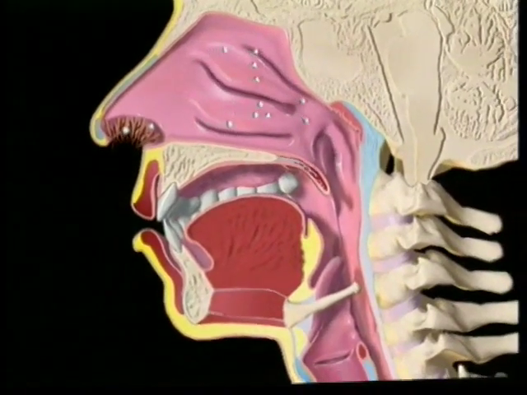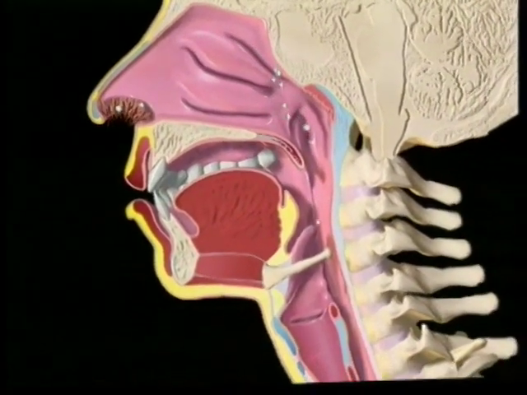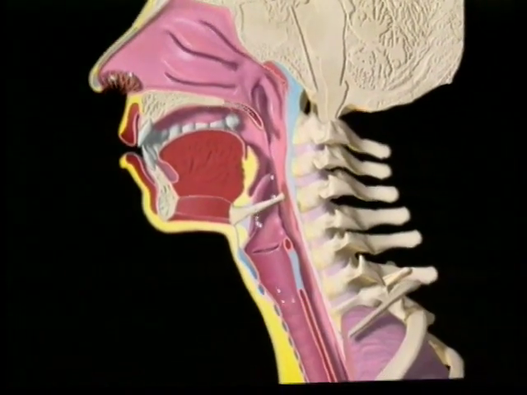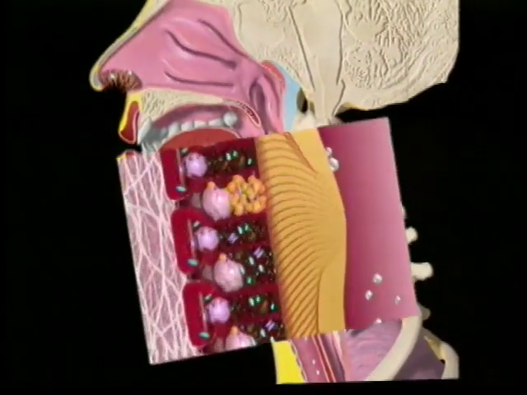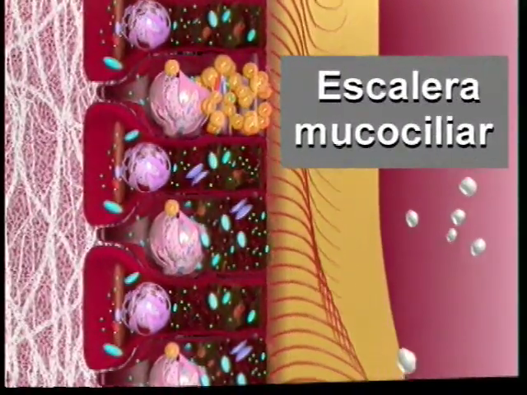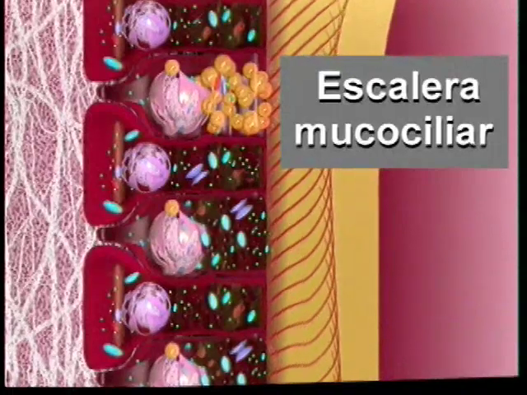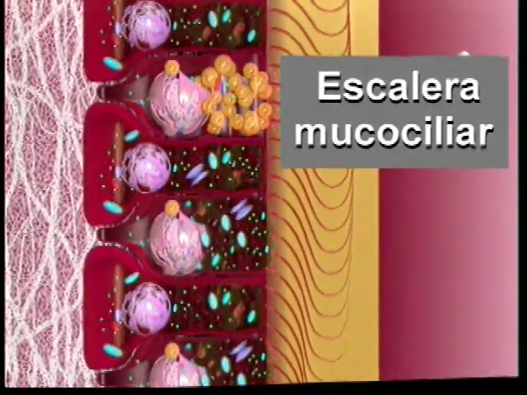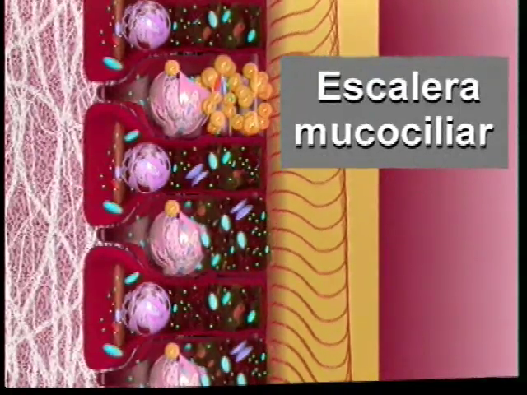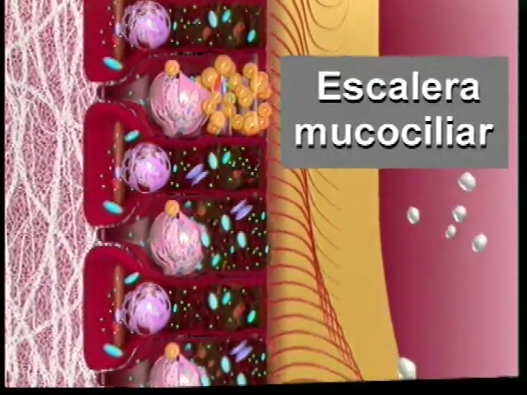Conforme baja por el aparato respiratorio, otro mecanismo entra en juego. Este se llama la escalera mucociliar. Funciona como un transportador. Los cilios de la escalera mucociliar, que se encuentran en las vías respiratorias junto con las mucosas, atrapan las grandes partículas que a veces nos tragamos o sacamos cuando escupimos. Esta es la primera defensa de los pulmones contra las bacterias o el polvo.